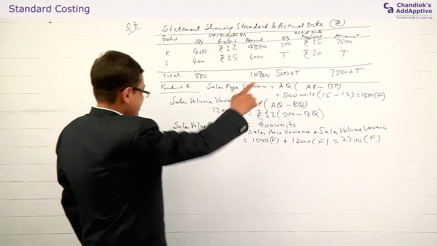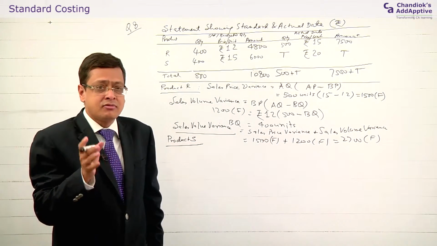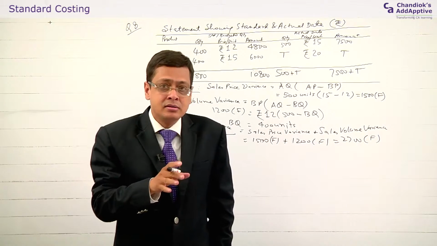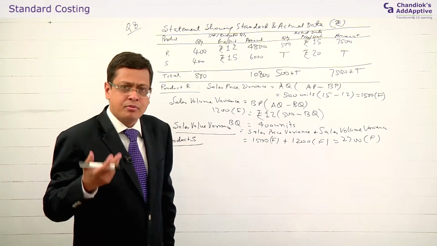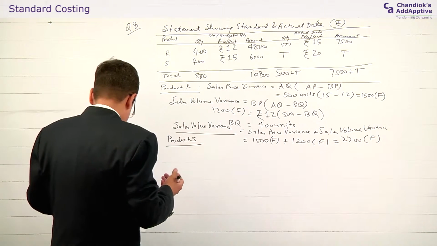Why I have done this? Because I have mix variance for both the products together. So, I am going to form an equation. So, let us do it for product S with me.